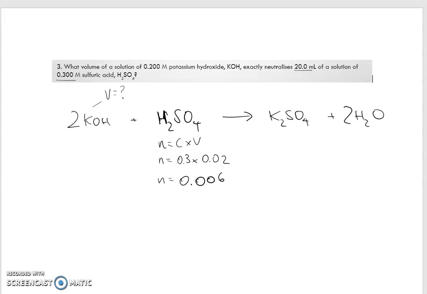Okay, so how much potassium hydroxide do I need to completely react with the sulfuric acid? Now we have a 2-to-1 ratio, okay? So the moles of potassium hydroxide are going to be my molar ratio, which is 2/1, unknown over known, times my known. So let's just double this value. So the moles that will completely react with my sulfuric acid is 0.012.